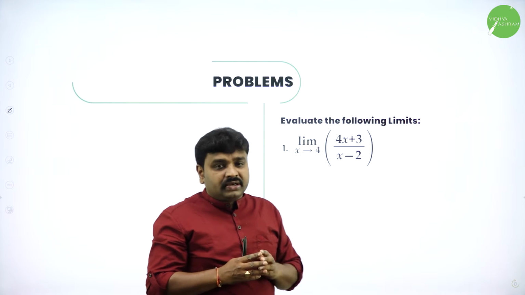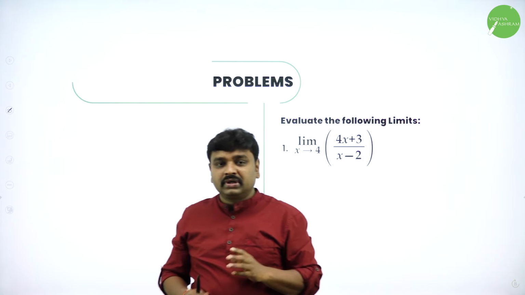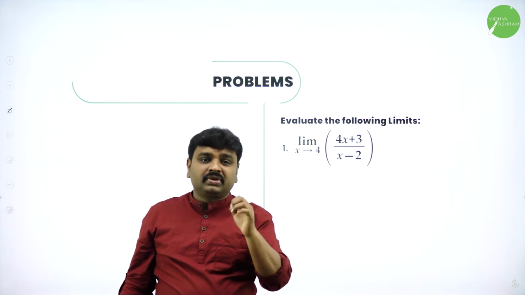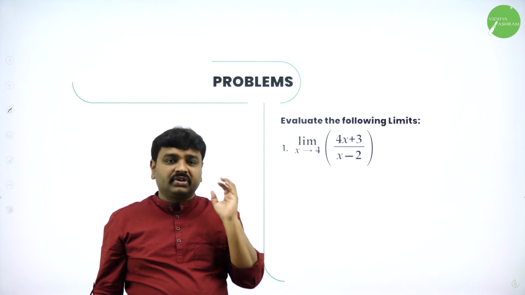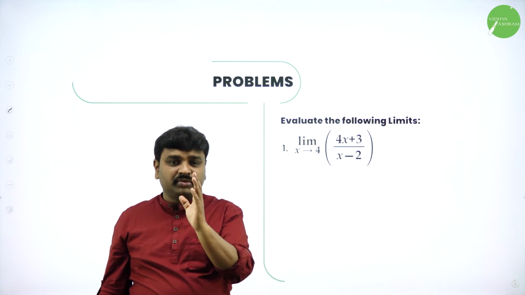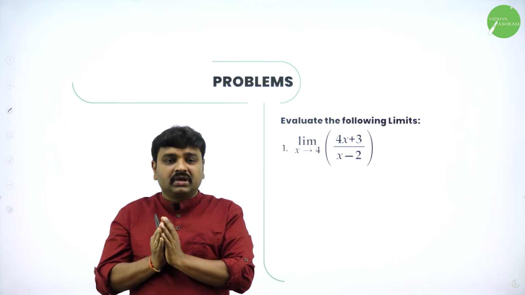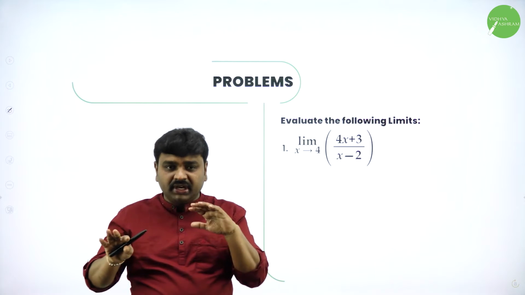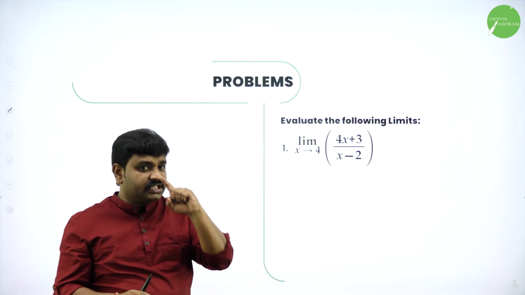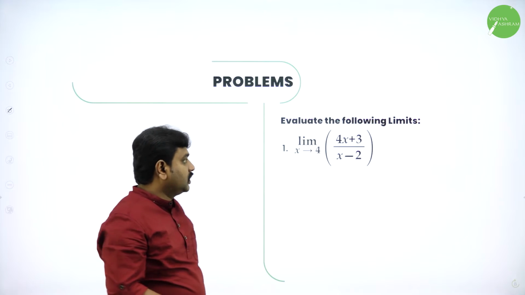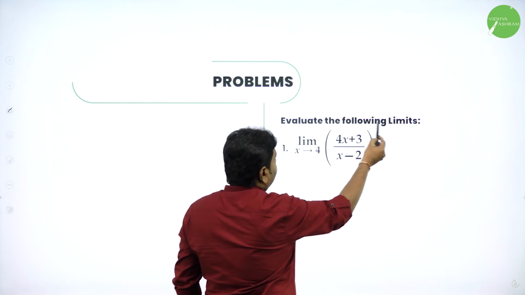Students, are you ready? Shall we go for the problems? Before we go to the problems, again I will repeat the key. What is the key? Limit x tends to a of f of x means in the place of x put a, and you will get f of a, that should not be indeterminate. If it is indeterminate, simplify and apply the limit. Now, evaluate the following limits.